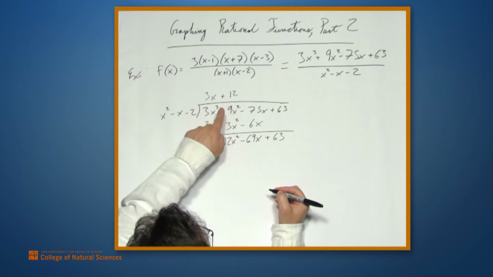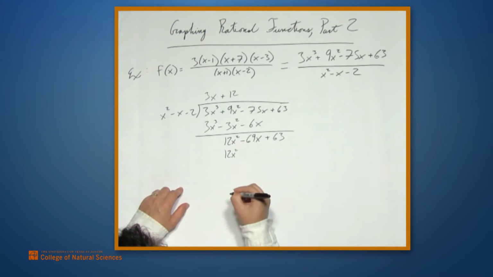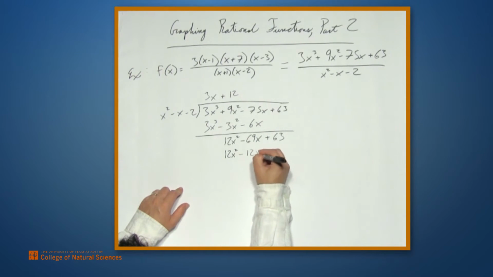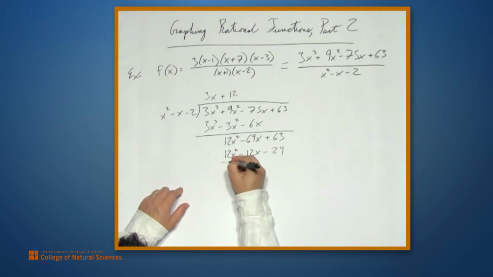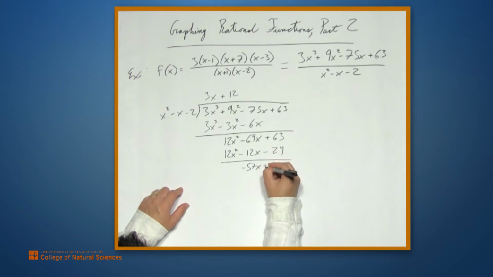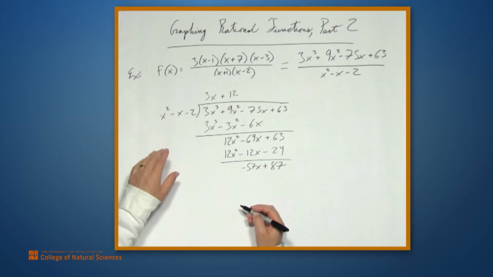And we do the same thing. We'll multiply this polynomial by 12. We get 12x squared minus 12x minus 24. And we subtract. Here we get negative 57x plus 87. Now the degree here is strictly less than the degree here, so we're done.